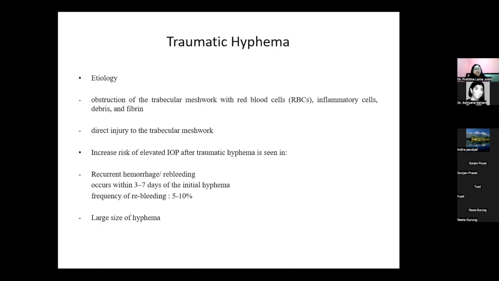And increased risk of elevated intraocular pressure in traumatic hyphema is seen in case of recurrent hemorrhage or rebleeding that usually occurs within 3 to 7 days after the initial hyphema, and frequency of rebleeding is 5 to 10%. And if the size of the hyphema is large, then it can also raise the intraocular pressure.